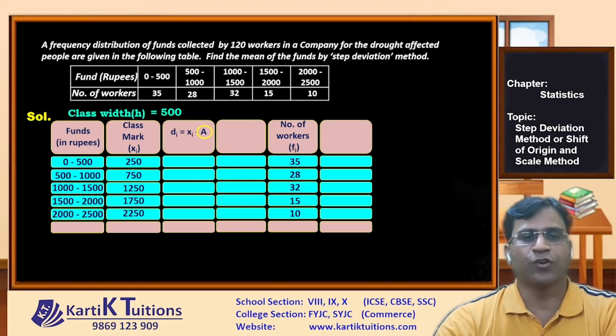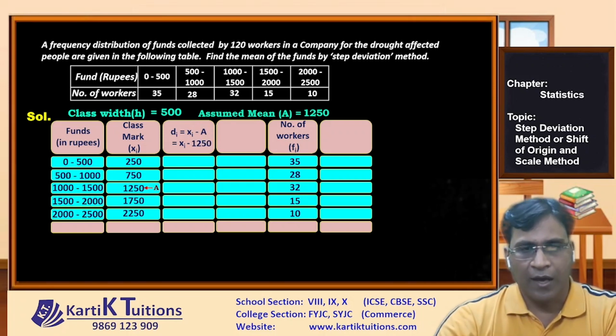Then the next column is your deviation, xi minus a, where a is our assumed mean. Now count how many classes are there. 5. So it is always preferable to take the third class mark as a. So here I will take 1250 as my a value. Am I clear till here?